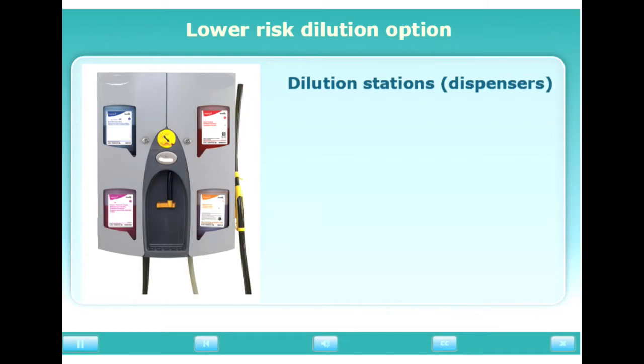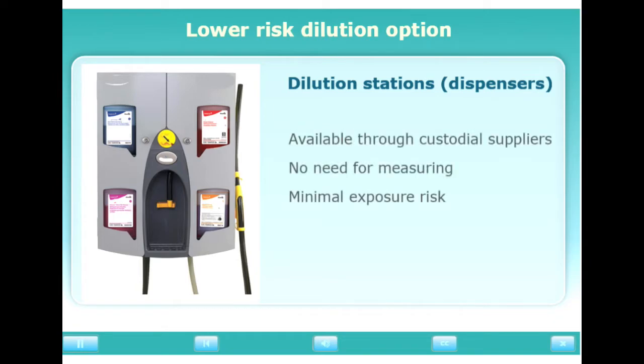A lower risk option to dilute concentrates is to use a dispensing system, also called a dilution station. The dispensing system automatically dilutes the concentrate. Multiple chemical mixing dispenser options are available through custodial suppliers. These dispensers eliminate the need for measuring and contain the concentrated product, so there is a much lower risk of exposure to the concentrate.